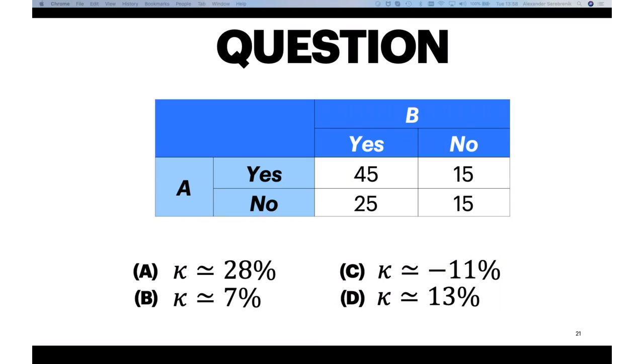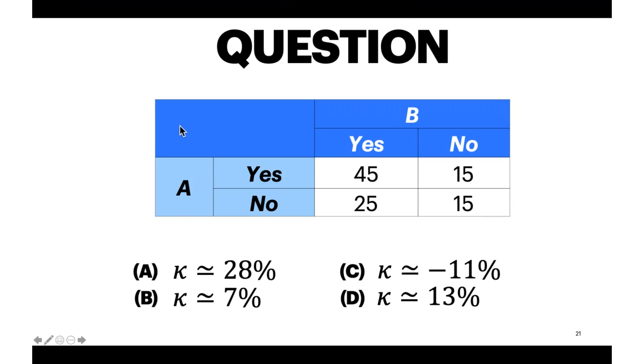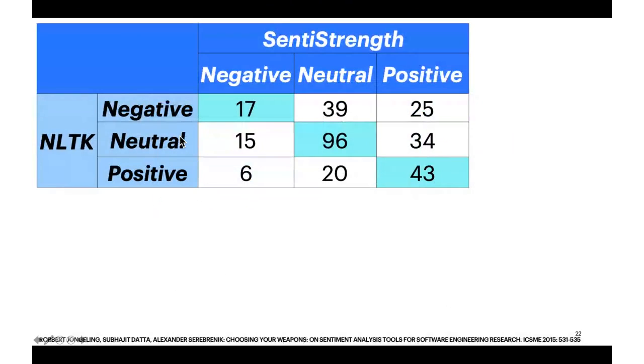This is already an indication that answer C cannot be correct because the observed agreement is higher than the expected agreement. If we substitute the numbers to our formula, we get roughly 3 over 23, which is roughly 13%. So the correct answer was answer D. But of course, not all agreements are the same.